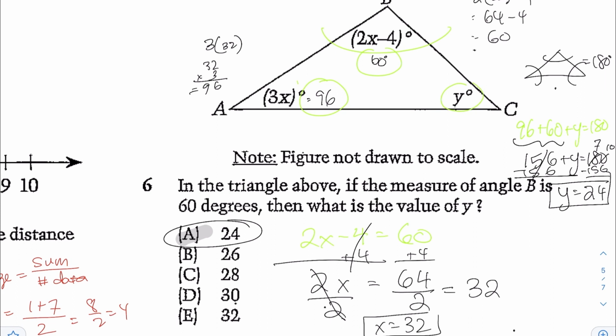And that's choice A. So here you have to solve for x, then substitute x back in to get the two angles, and then use the fact that the three internal angles in a triangle add up to 180 degrees to solve for y.